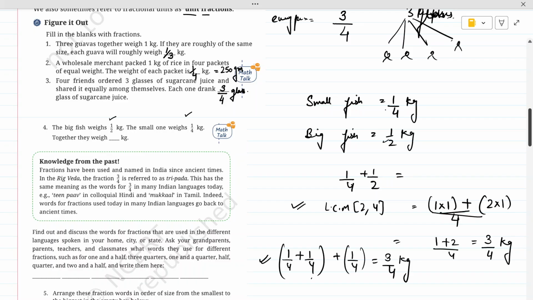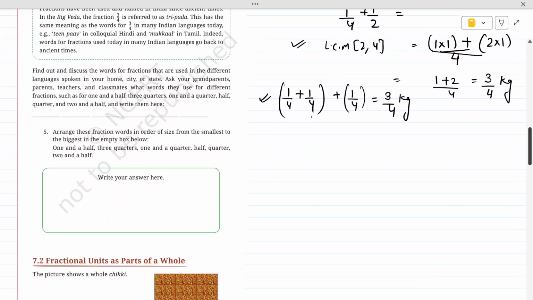Now these 4 questions are done. Let's move to the next one. Arrange these fractions in order of size from the smallest to the biggest in the empty box below. So here we are given some fractions and we have to arrange them from smallest to biggest.